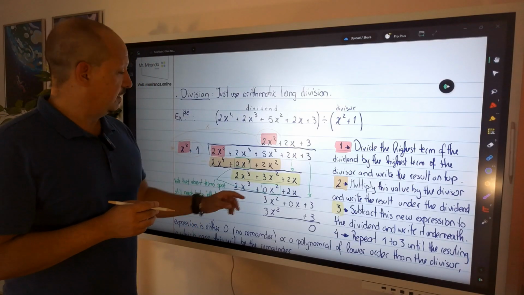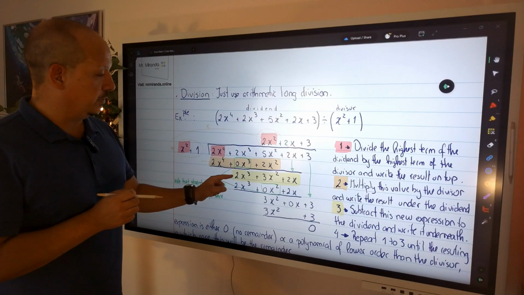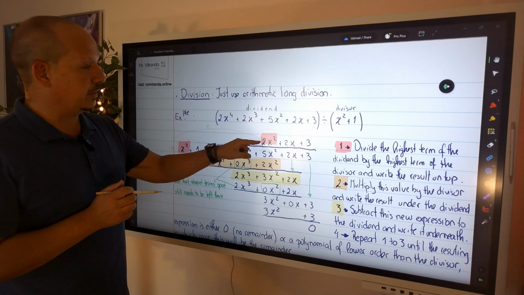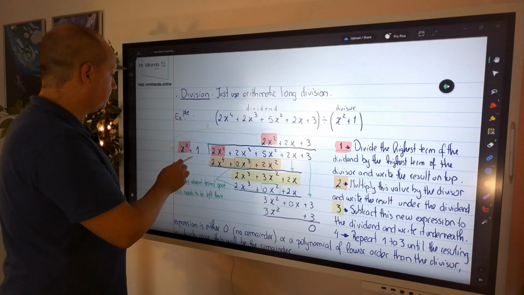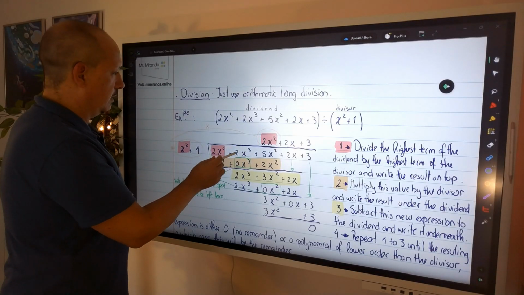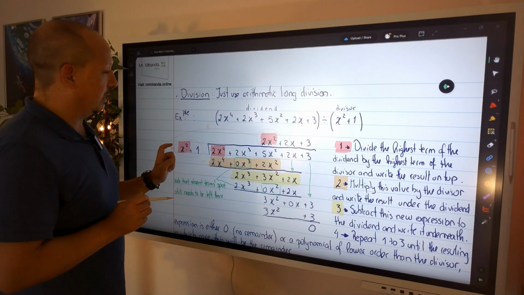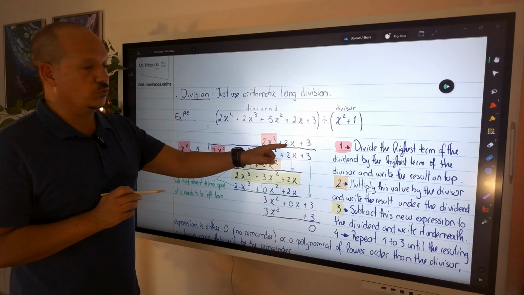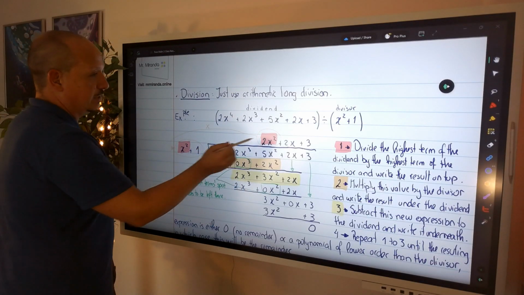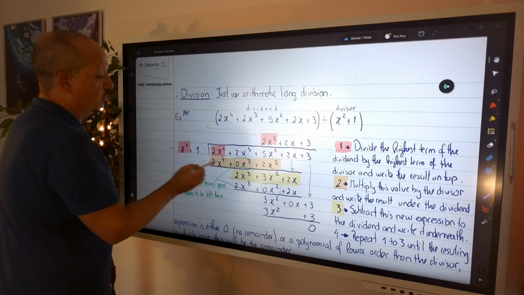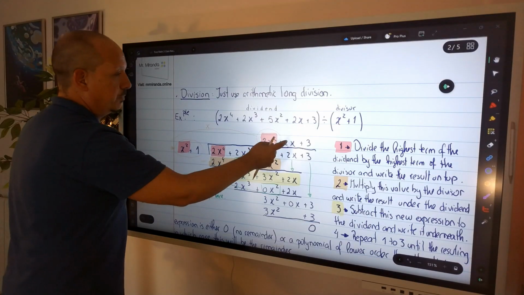Once you have done this, you have to repeat the whole process again. Now your highest term over here is 2x cubed, so you divide by 2x squared. 2x cubed divided by x squared is going to be what? It's going to be 2x, and that's what you write over there. So again, you divide this by this, and you write the result over there. 2x cubed divided by x squared is 2x. And then you repeat the procedure.